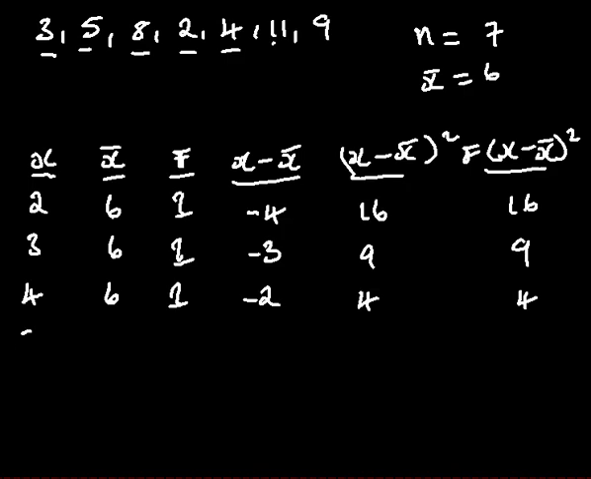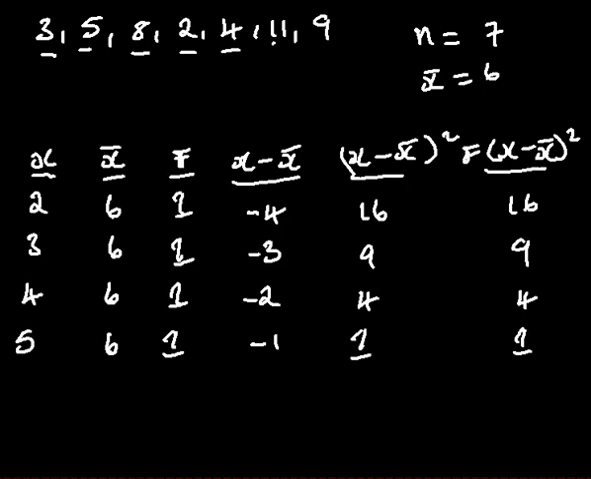Then we have another value, which is 5, and the mean is given as 6. The frequency is given as 1 as well. And 5 minus 6 is negative 1, and the square of that is positive 1. And 1 times 1 is the same as 1.